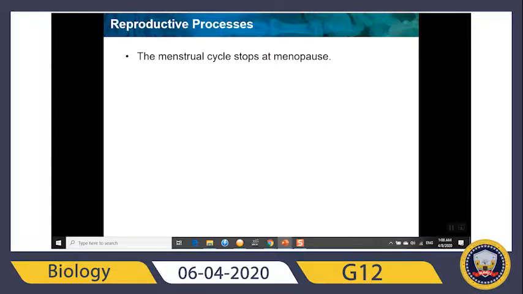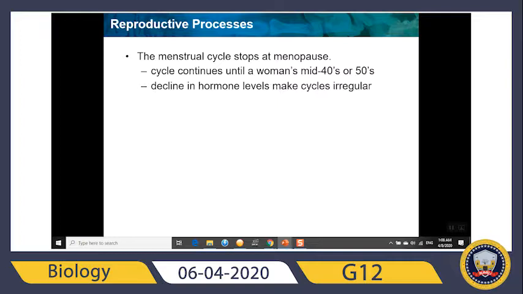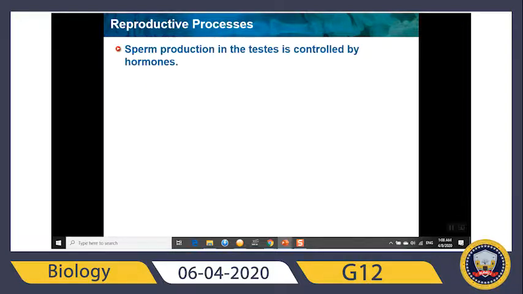Now, the menstrual cycle stops at menopause. The cycle continues until a woman's mid-40s or 50s. A decline in hormonal levels makes the cycle irregular. Eventually, the cycle will stop altogether.